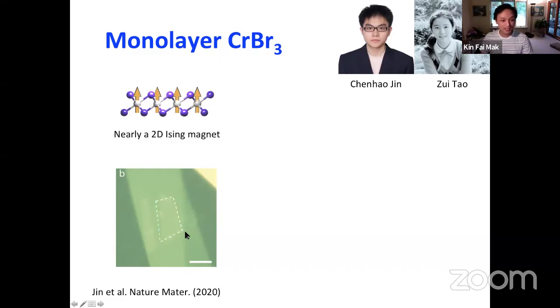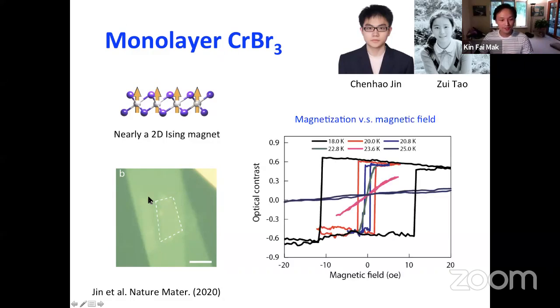So this is a sample optical image of a monolayer of chromium bromide. You cannot see much because the optical contrast is very poor in this system. But I convinced you that there's actually a piece of magnet there. Here is the measured magnetic circular dichroism signal as a function of the magnetic field. When we cool the sample below about 22 Kelvin, it turns into a ferromagnet, right? With a clear hysteresis loop that is seen in the system.